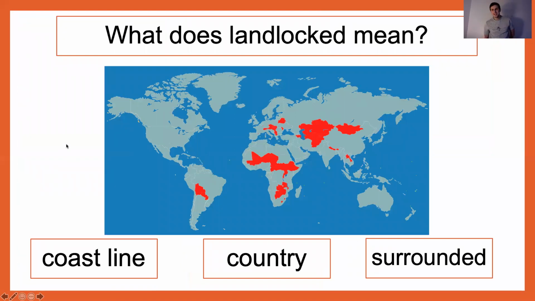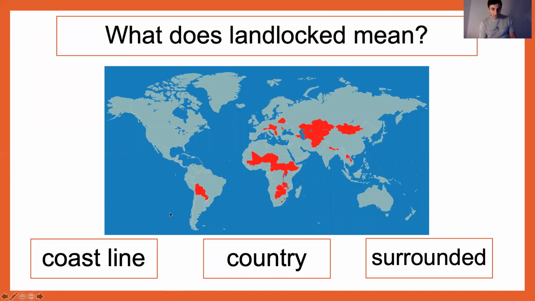Quick revision. What does landlocked mean? What does landlocked mean? Pause this video and write down a sentence. Super. Well done. If you said something along the lines of landlocked is a country that doesn't have a coastline because it's surrounded by land, then you're absolutely correct.